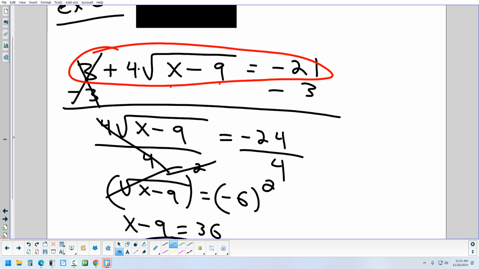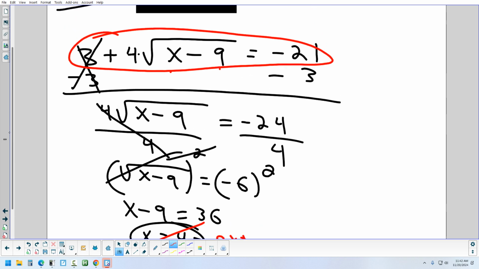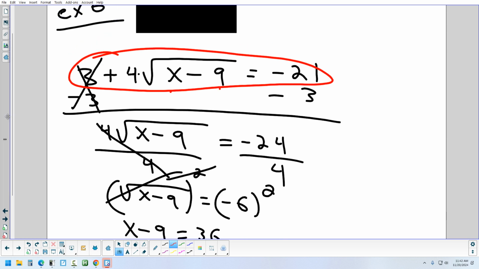What that means is that this is extraneous. It doesn't work. Because we plugged it back in and we got 27, and we were supposed to get negative 21. Okay, so any questions on solving square roots?